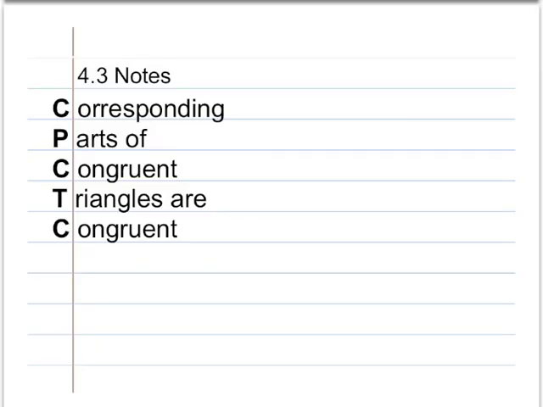So we have this very important acronym. We call it corresponding parts of congruent triangles are congruent. So let's break this down a little bit. We've got parts of triangles. So we're talking about two separate triangles. Let's give you an example here.